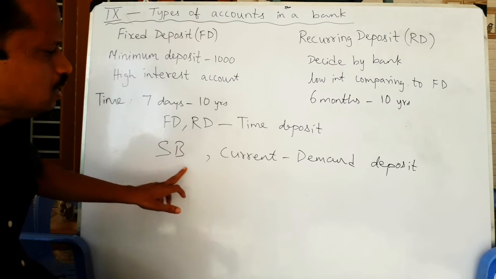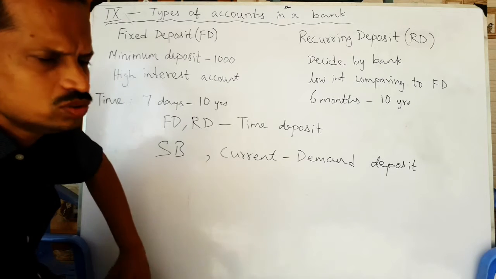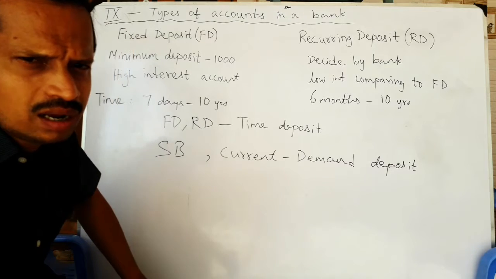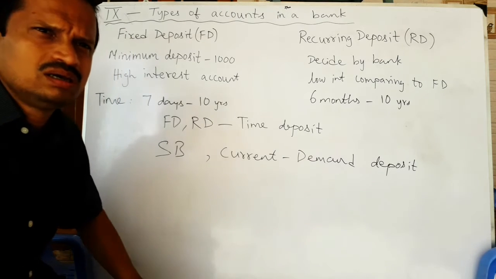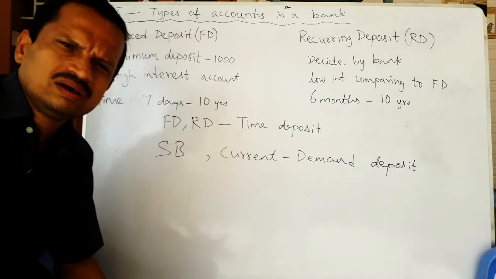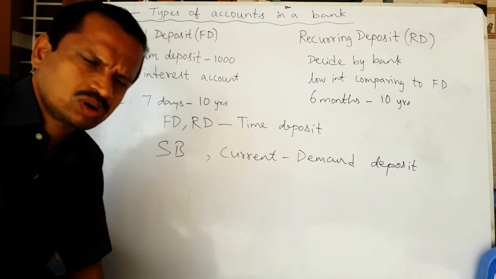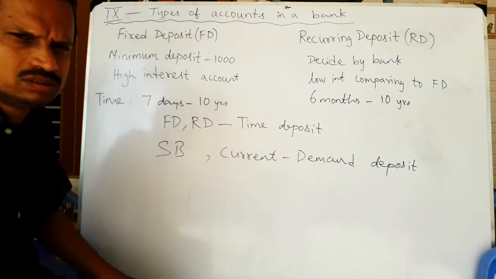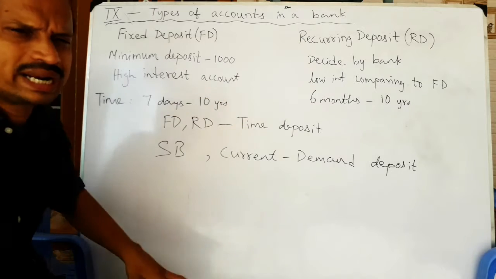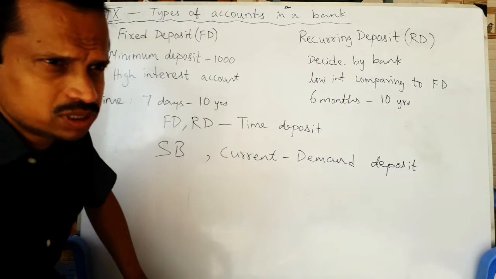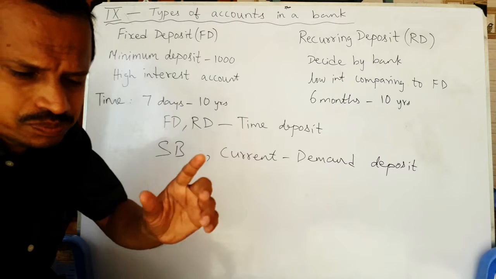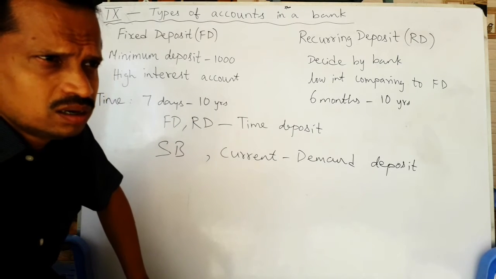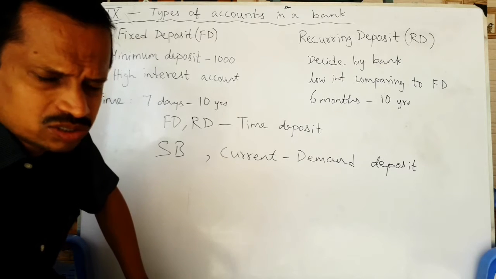So first, SB and current account. These two accounts we call demand deposits. Demand deposit means that in our need we can withdraw the money at any time. But FD and RD are time deposits. Fixed deposit and recurring deposit, both are time deposits. For a duration we have to deposit the amount, and we cannot withdraw in between. There are some rules and conditions.